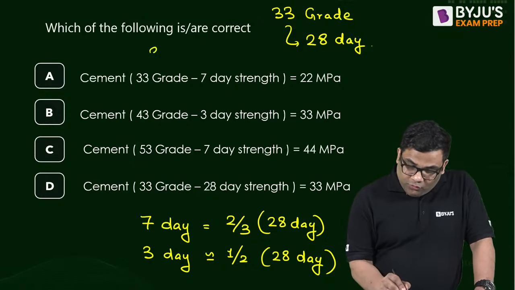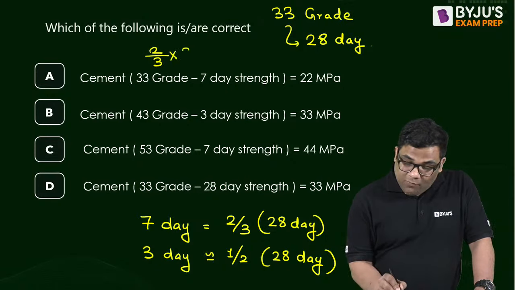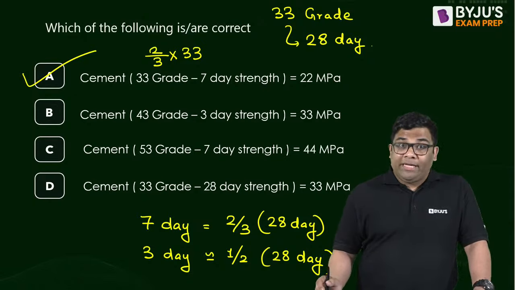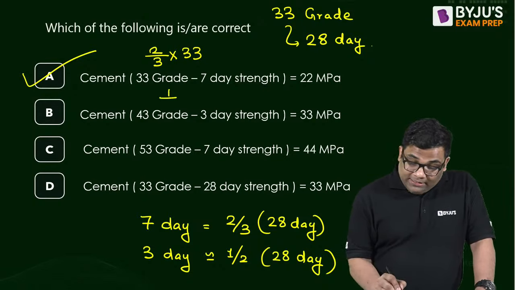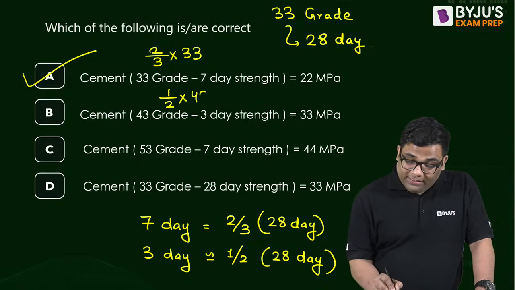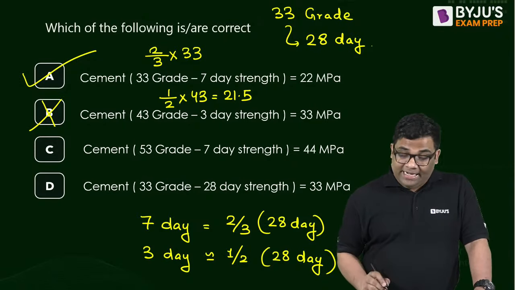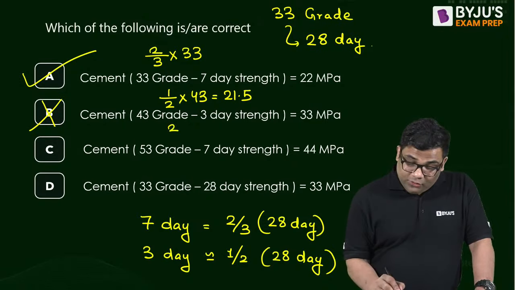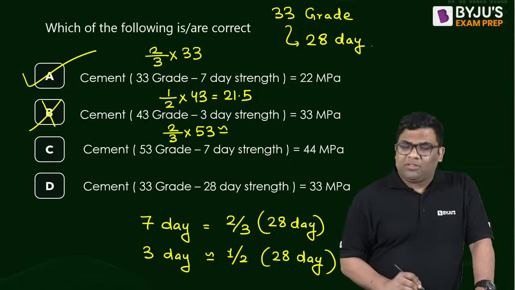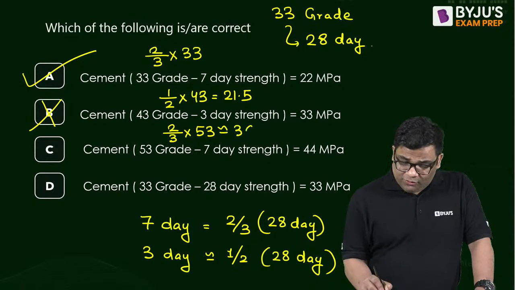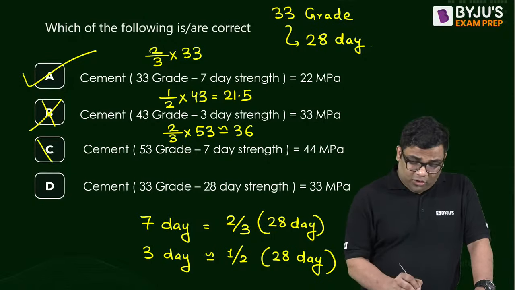So, for grade 33, 7-day will be 2/3 of 33, which is 22, so the first option is correct. Now for 43, the 3-day strength will be half of 43. That should be around 21.5, but it is mentioned 33. That means it is wrong. Now for the 53 grade, the 7-day strength is 2/3 of 53, which should be around 36. But the answer is given 44, so this is also wrong.